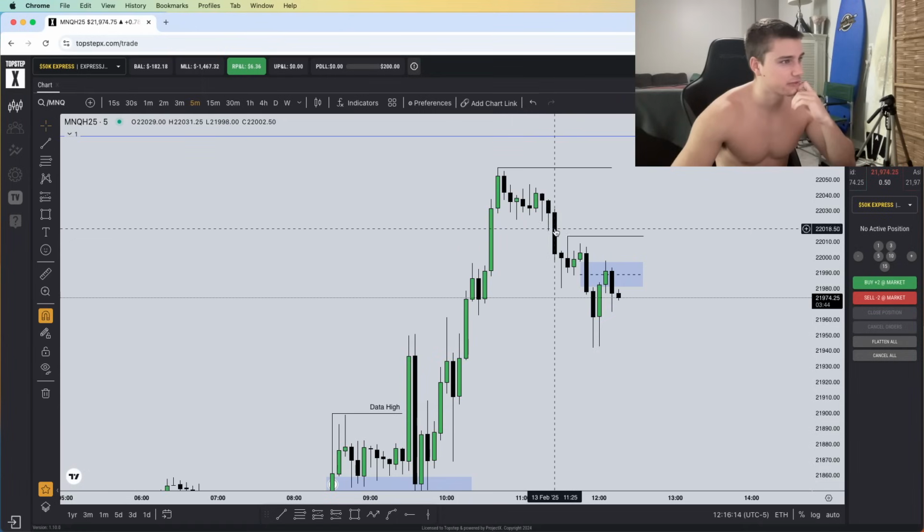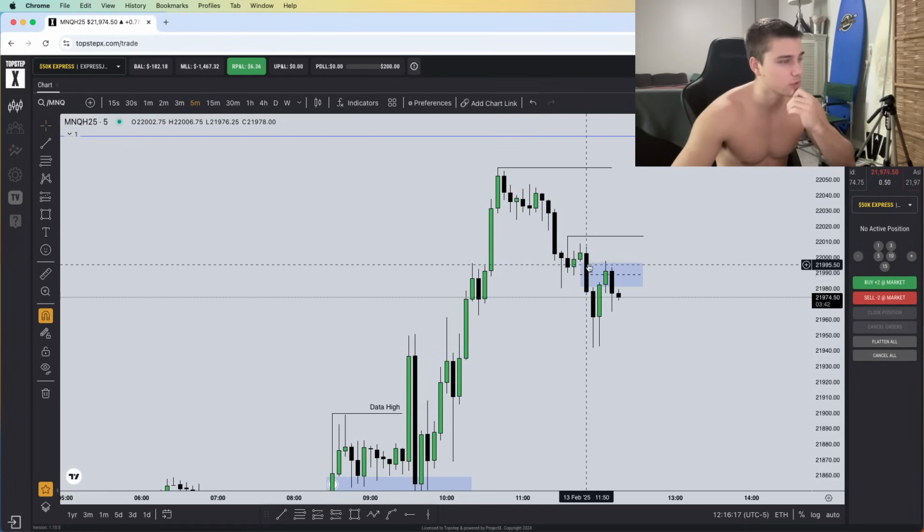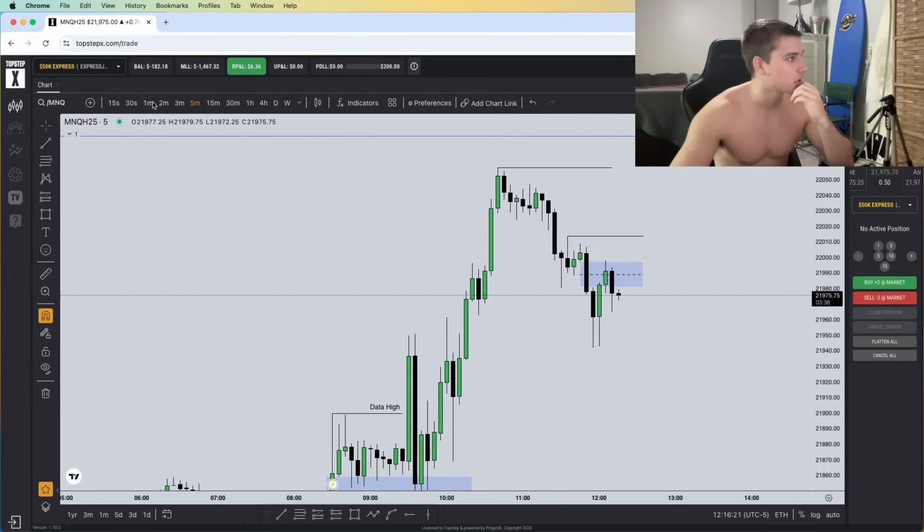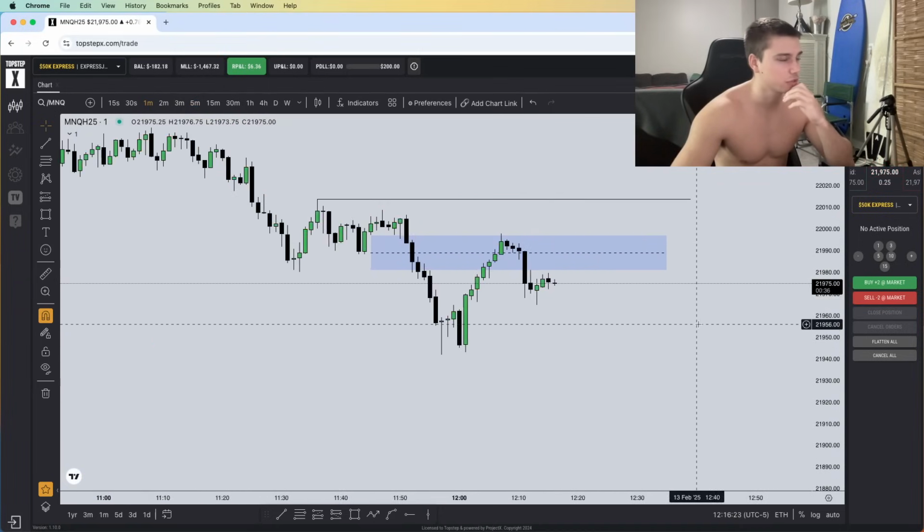We are just respecting 5-minute bearish order flow. That's why I want to see the order flow flip to have some sort of confirmation. But yeah, at this point, we just have to sit and wait.